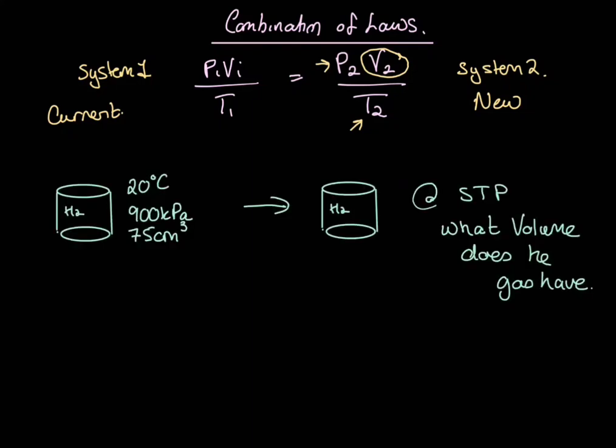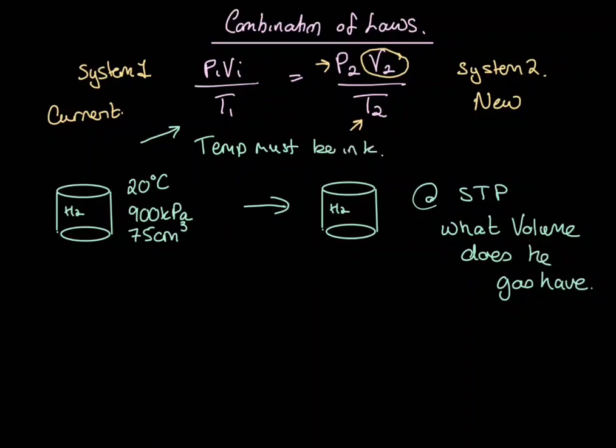Okay, so here's our question. The current situation is that we have a canister that's filled with hydrogen gas. It's kept at 20 degrees Celsius, 900 kilopascals, and takes up a volume of 75 centimeters cubed. And we want to know if we change the temperature and pressure to standard temperature and pressure, what volume will the gas now take up? So one rule of using this formula is that the temperature must be in Kelvin.